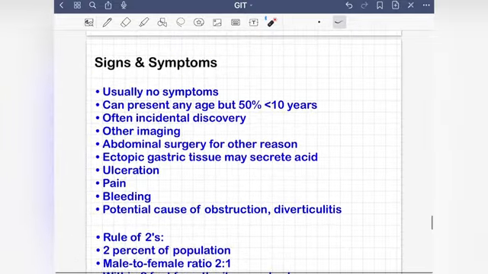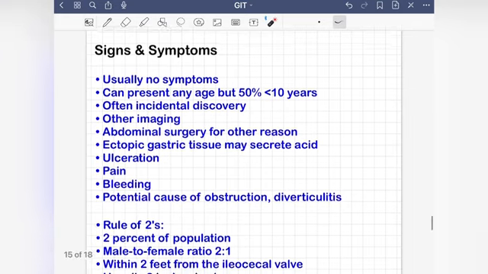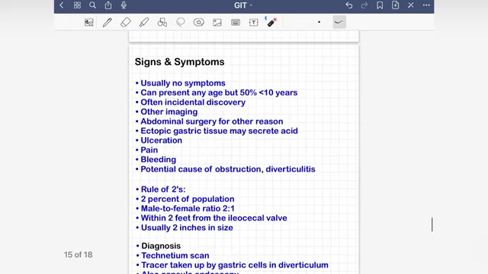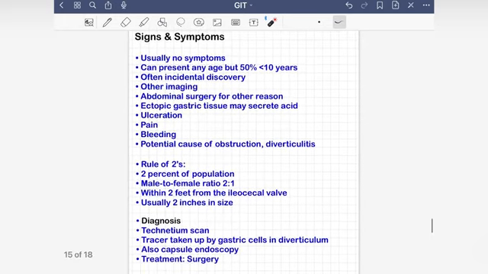It's also high yield to know that Meckel's diverticulum often contains stomach tissue. This is called ectopic gastric tissue. Its origin is unclear, but as we'll see in a minute, this can be used for diagnosis. Sometimes these diverticulum also contain pancreatic tissue as well. Most people who have Meckel's diverticulum do not know it and they have no symptoms. When these are symptomatic, they can present at any age, but 50% present before age 10, and many people think of a Meckel's diverticulum as a childhood disorder.